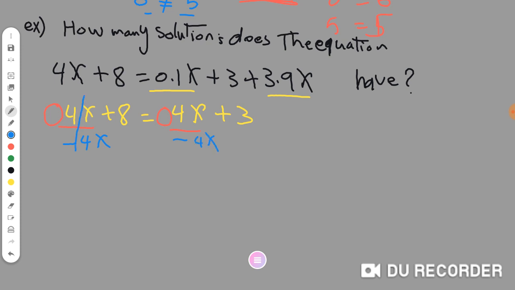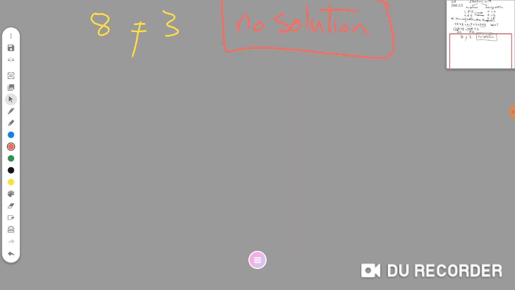So 4x minus 4x is 0. So 0 plus 8, I have 8 now, equals 4x minus 4x, 0, plus 3 is 3. Does 8 equal 3? Actually, no. You can't find x, since 8 does not equal 3. So it's an example of an equation which has no solution. This is the first example, where you don't have a solution.